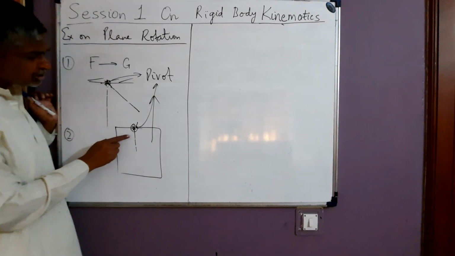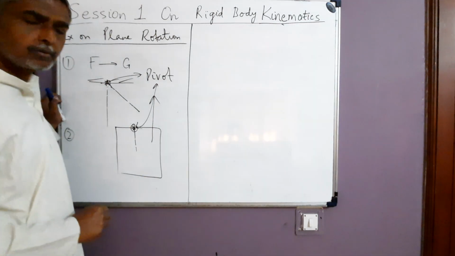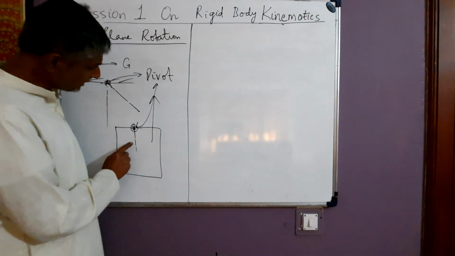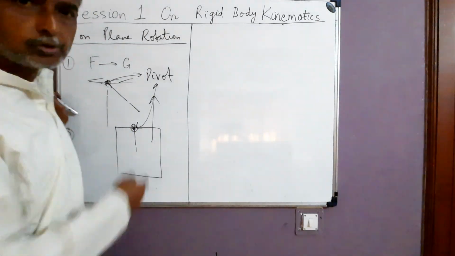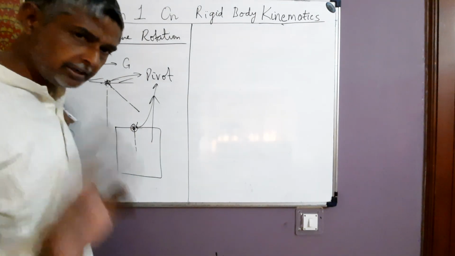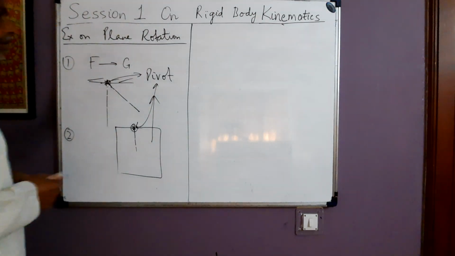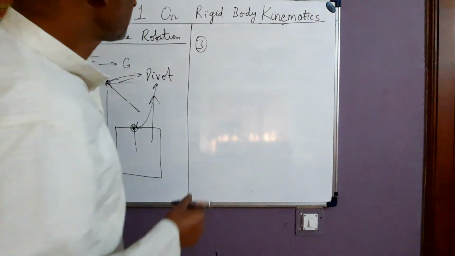This is also plane motion as seen from the elevator. In the elevator also, this undergoes plane motion. So it is undergoing plane motion as seen from ground, and also as seen from the elevator. In both frames it is undergoing plane motion. Alright, fine. Then the third example. Third example is this.